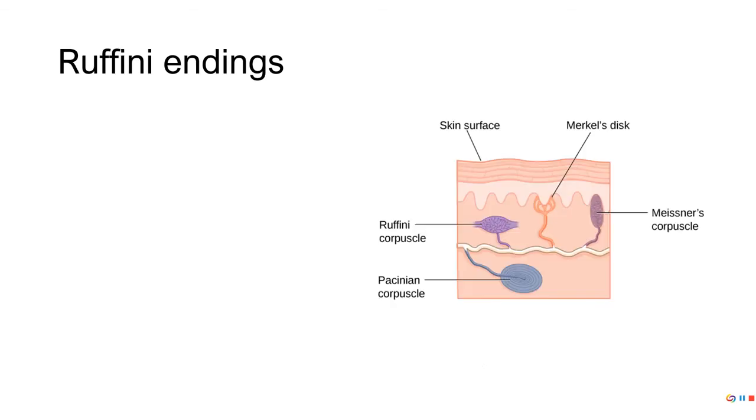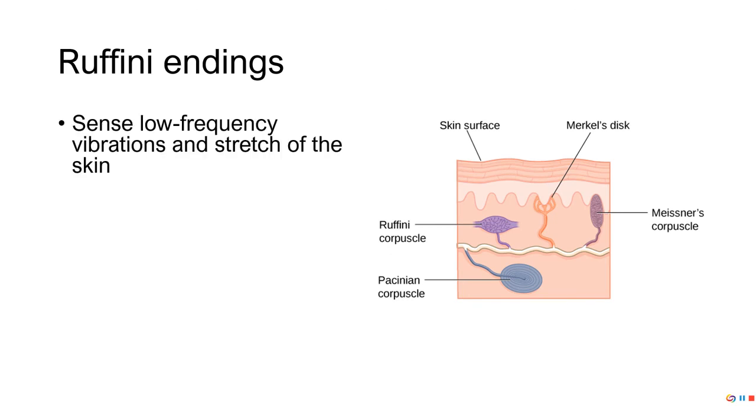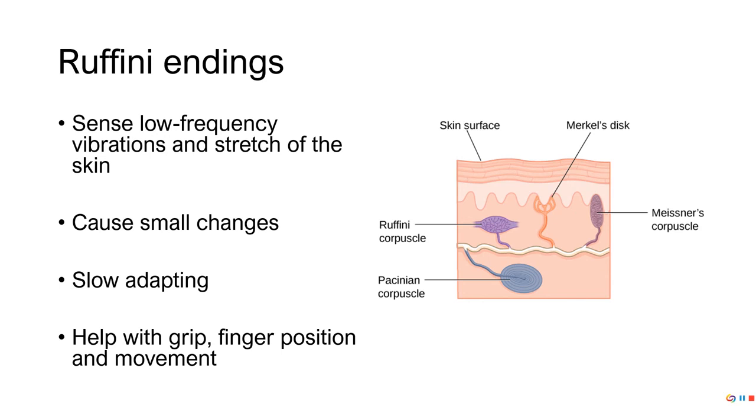The last one is Ruffini endings. These sense low-frequency vibrations, and they sense whether or not your skin is being stretched out. These cause small changes as well. They're very slow to adapt. They're very important when it comes to fine motor control, grip, finger position, stuff like that. What they do is inactivate muscles. With deep tissue massage, this is what we're trying to activate, those Ruffini endings, so we cause the muscle to relax. That's how we're going to end week 4.